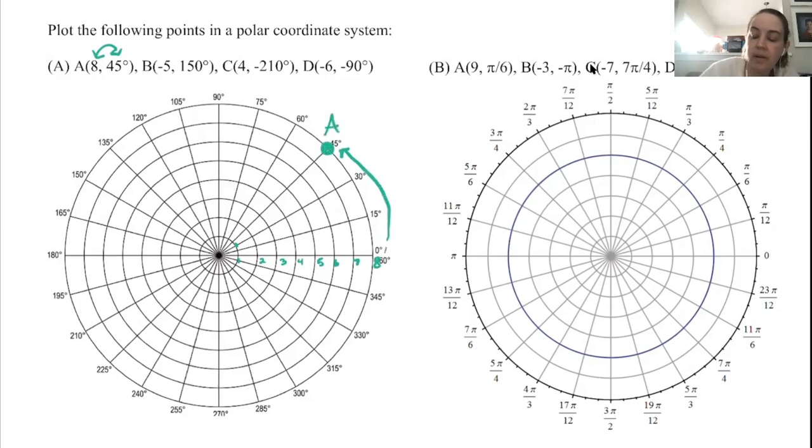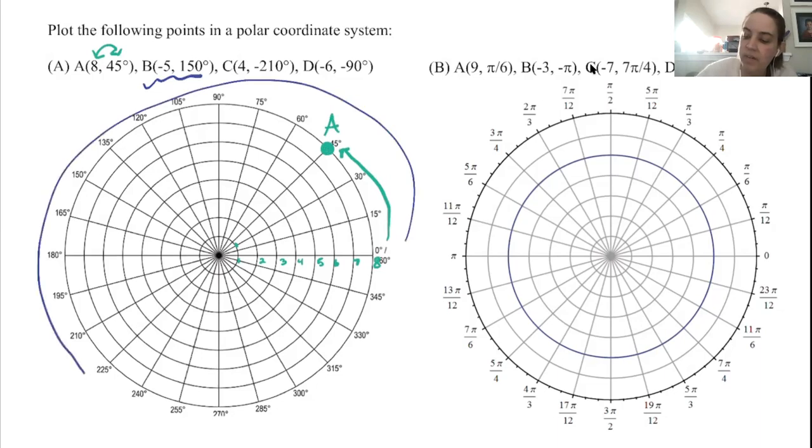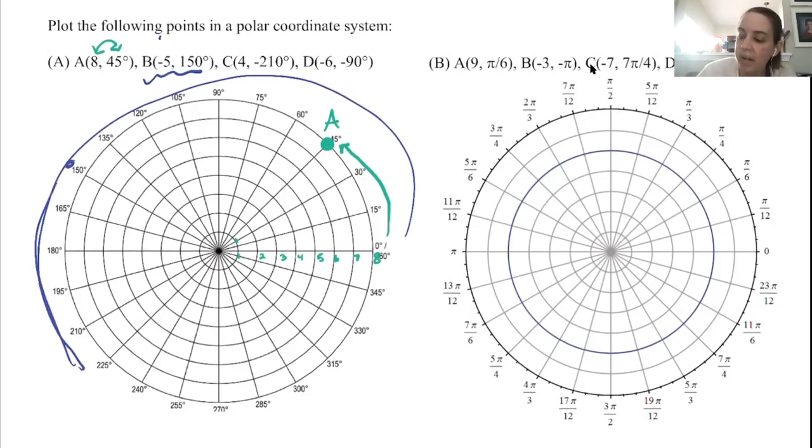That is point A. Not too bad. Point B is (-5, 150). So you're going to go all the way around to 150. Too far, back it up. 150. Now that's -5, so instead of coming out here, 1, 2, 3, 4, 5, that negative means you actually have to go backwards. So you go backwards: 1, 2, 3, 4, 5. So here is point B.